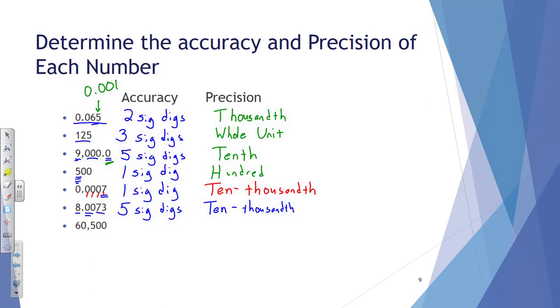And our last one, 60,500. 6 is significant, the 5 is significant, the 0 becomes significant because it's stuck in the middle, but those last 2 zeros are not. There are only 3 sigdigs here. And the last significant digit is the 100. It was probably rounded off to the nearest 100. And that's our precision.